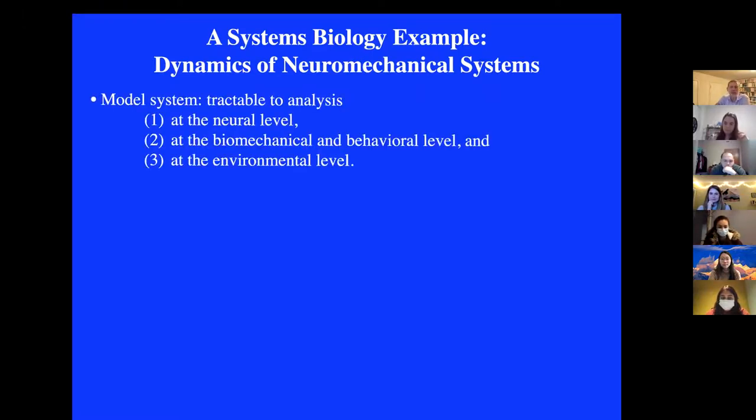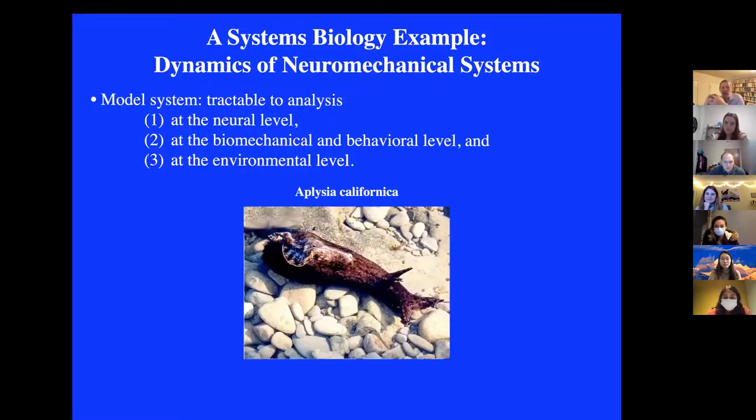What you want then is a model system which is tractable to analysis at the neural level, at the biomechanical and behavioral level, and at the environmental level. So that means you're probably not going to be focused on humans if you do that. In fact, even mice and rats are really complicated. Maybe you want to go down to the level of a roundworm like the nematode C. elegans. It turns out, however, its nervous system is somewhat hard to study. So maybe you stop a little bit earlier than that. You do something intermediate, not down to the level of a 600 cell worm, maybe something a little more complex. And that's the reason I've chosen to study this marine mollusk, Aplysia californica.